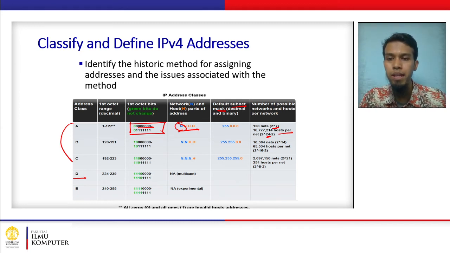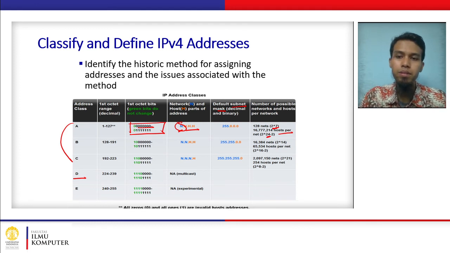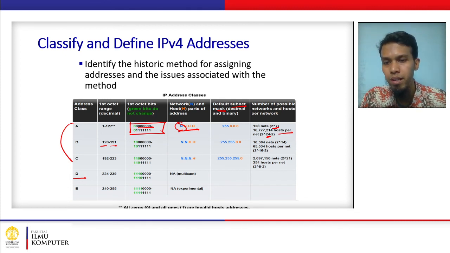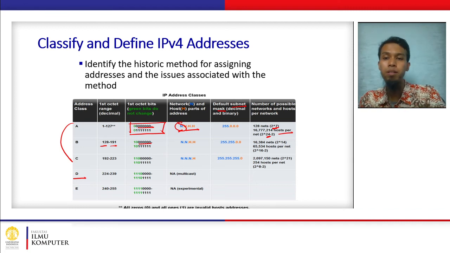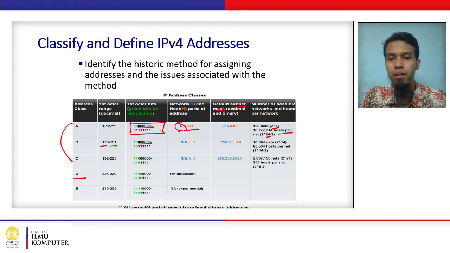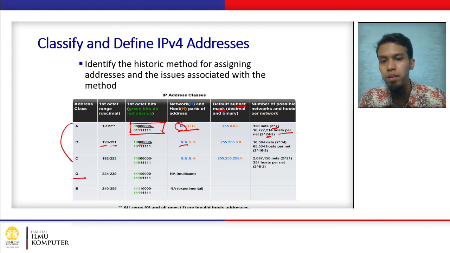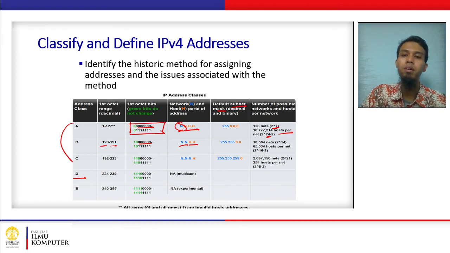The next one is class B. Class B is from 10000000, which is 128, up to 191. The first 2 bits are not supposed to be changed, so the only bits that change are the next 6 bits in the first octet. For the network part and host part, the first 2 octets are for the network part, and the last 2 octets are for the host part.